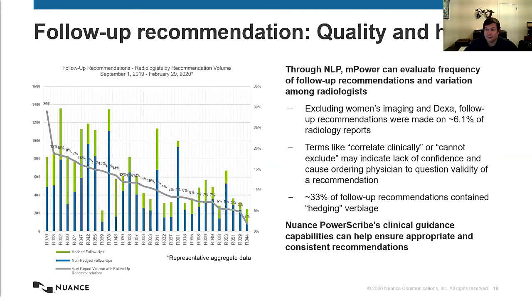So follow-up adherence rates can also be significantly impacted by the appropriateness of the recommendations. Using our Empower Health Check analyses, we've observed significant variation by radiologists in both overall recommendation rates as well as the presence of hedging terminology. Excluding women's imaging and DEXA, which have built-in follow-up interval expectations, we found that approximately 6% of all radiology reports contain a follow-up recommendation. Approximately 1/3 of these recommendations contain hedging terms like correlate clinically or cannot exclude.